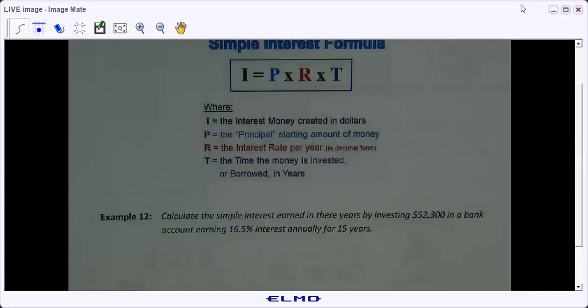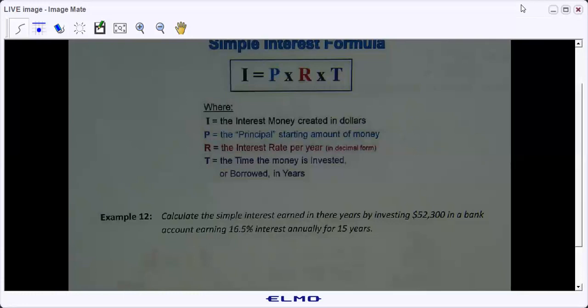It stays in the bank for 18 or 19 years, right? A long time. The 18 or 19 years is your time. And you have to always have your time in years. Okay. Along that whole 18 or 19 years, you are gaining 2% interest every month. Your interest is the rate. And your interest always has to be in decimal form.